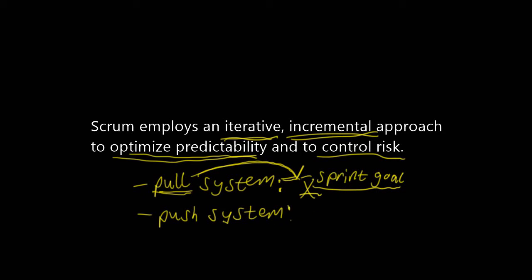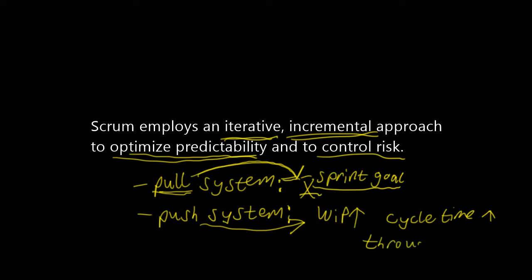Contrast that with a push system where work is just pushed on us and pushed on us and pushed on us, whether or not we are ready. And there are a few issues with that. Number one, it increases our work in progress, which will most likely increase our cycle time of everything in our system, which basically is how long it takes for one item to go from started to completed. This increase in work in progress will most likely slow down our throughput, right? How many items we can finish in each and every sprint.